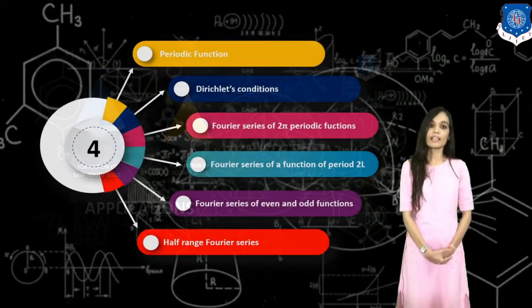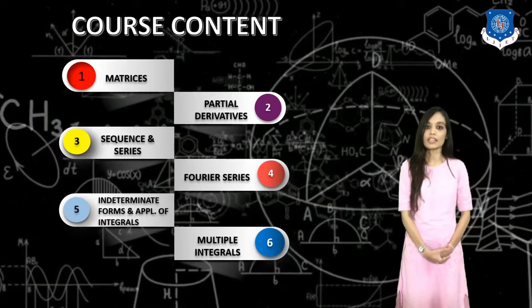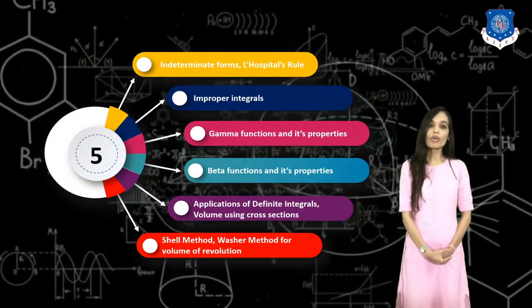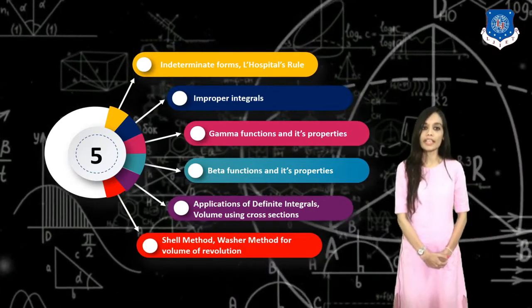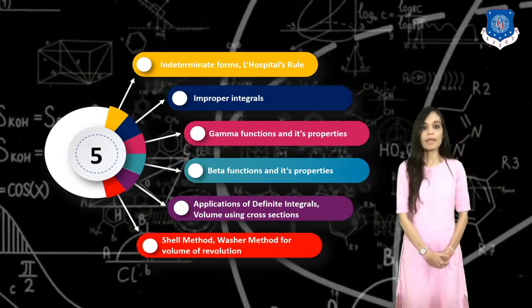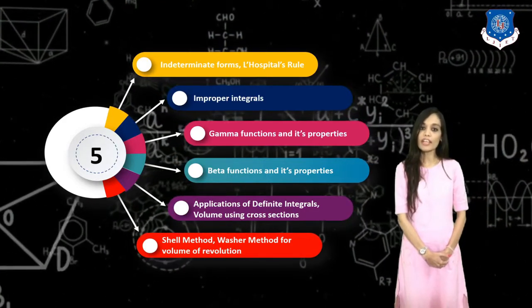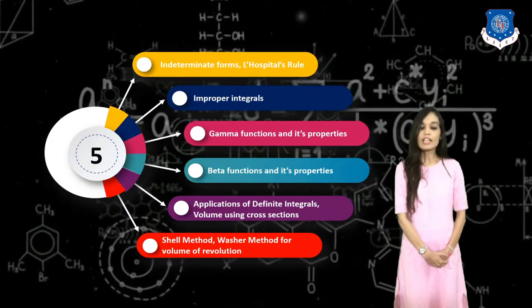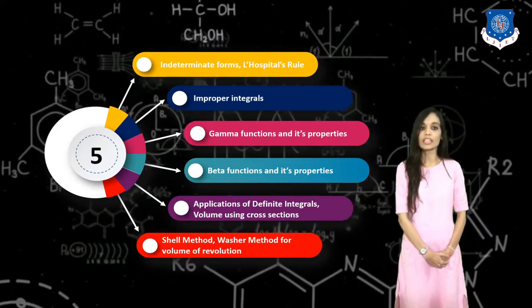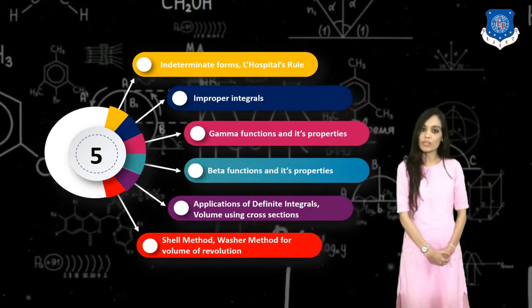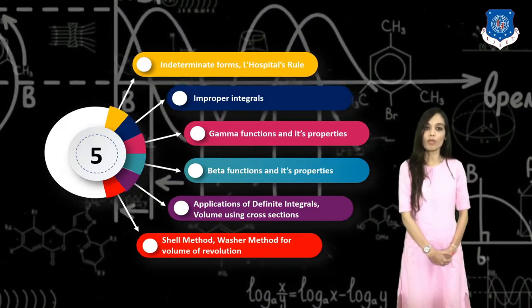Now let us look at the contents of Unit 5, indeterminate forms and application of integrals. You can now have a look at the subtopics listed here like indeterminate forms, improper integrals, beta gamma functions and application of integrals. The forms such as 0 by 0, infinity by infinity, infinity minus infinity, 0 into infinity, 0 raised to 0, infinity raised to 0, 1 raised to infinity are called indeterminate forms. L'Hospital rule is used to evaluate indeterminate forms.